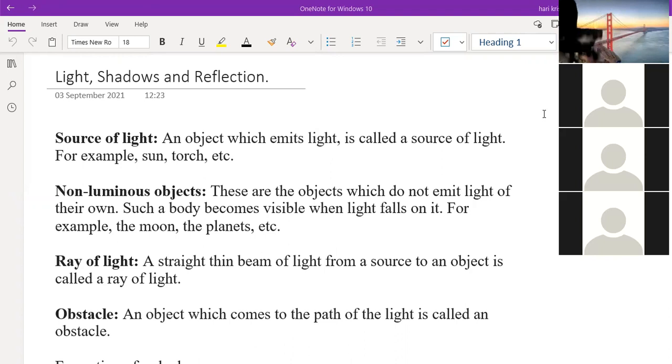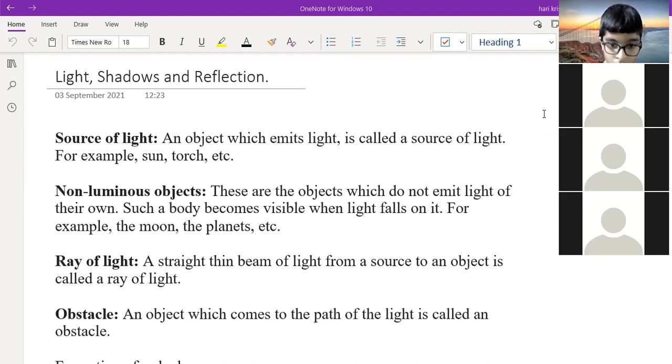Simple definition: light is a form of energy. A beam of particles traveling in a straight path is called light, right? Yes or no? So ray of light means what? A straight thin beam of light from the source to an object is called a ray of light. Understood? Yes, sir. So a beam of particles is nothing but a beam of photons. Photons again are particles.